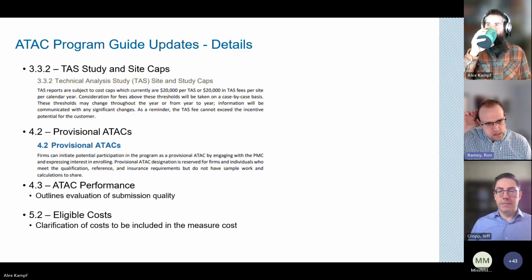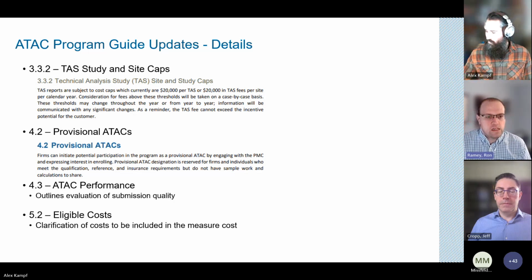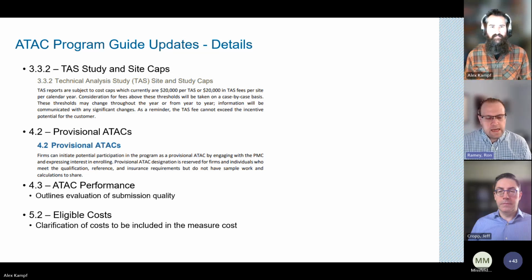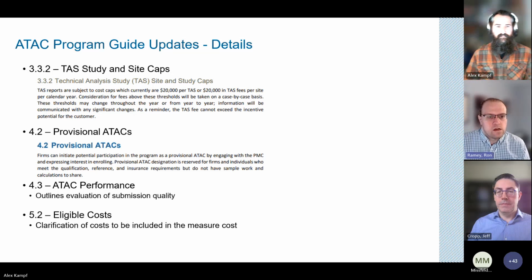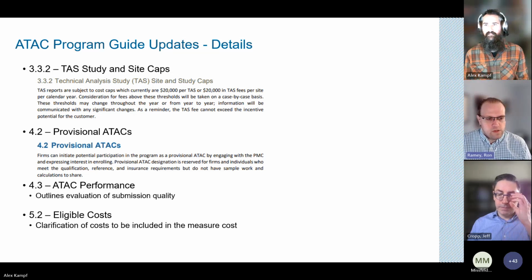So the task, study and site caps. I think most of the ATACs are aware of the $20,000 per task cap. There's also a $20,000 per site per year cap. So if you want to do 2 tasks at the same site, you'd have to do them in different calendar years. That's just a slight clarification, so that we're all on the same page and aware.